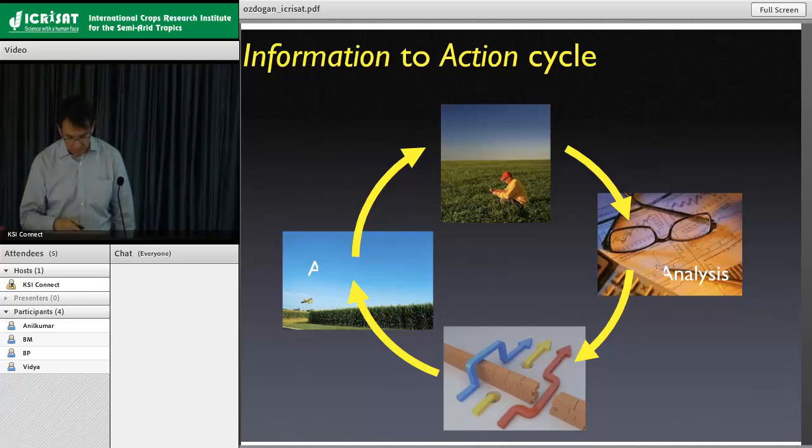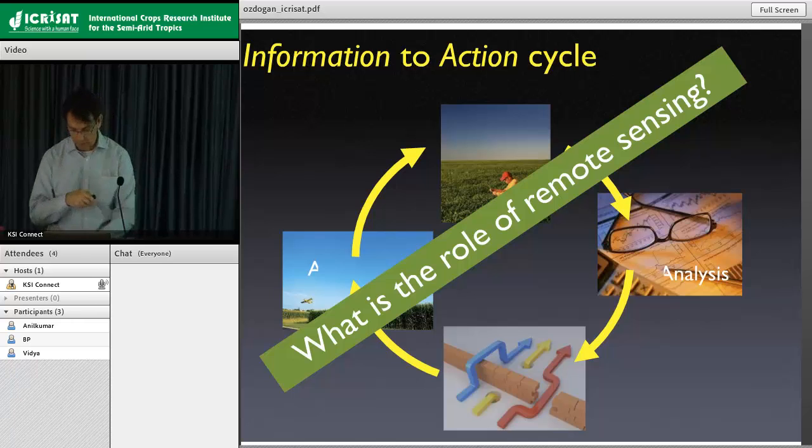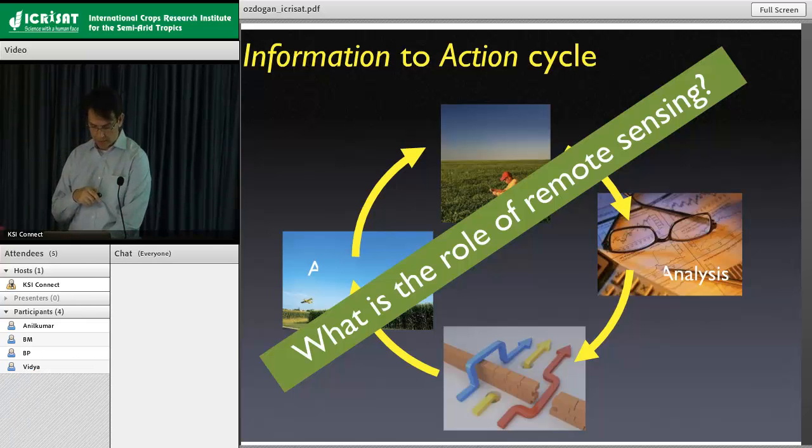So where does remote sensing fit into all this? Again, as I said, remote sensing fits into this data collection and analytical part, but not so much in the decision making part, at least not yet.